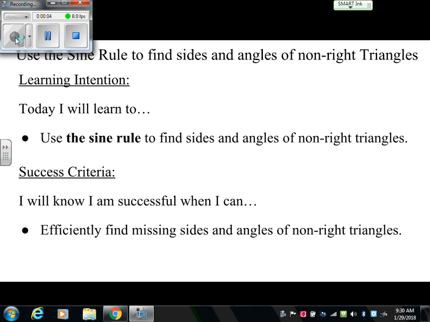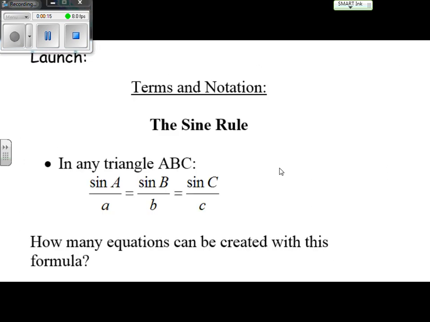Today we'll be using something known as the sine rule to find sides and angles of non-right triangles. We will know we are successful when we can efficiently find missing sides and angles of non-right triangles.